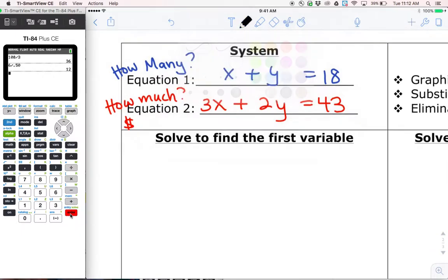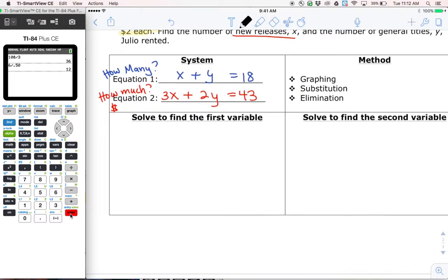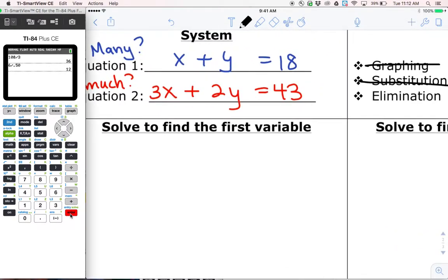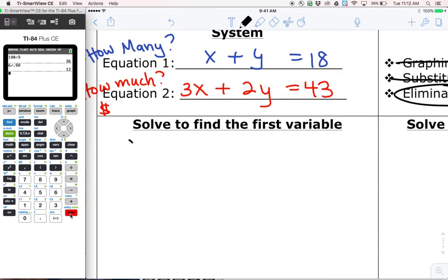All right, now we got to solve this thing, and it's not graphing because I don't have Y equals or X equals for both. It's not substitution because they're set up the same way, right? X's, Y's, equal signs, constants. So the best way to solve this is going to be elimination. So I'm going to write the equations again down here. I'm going to say X plus Y equals 18 and 3X plus 2Y equals 43.